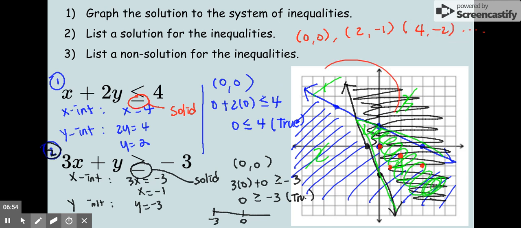And what about a non-solution? It could be any point outside of the green area. So I'm going to do this. It is (-4, 5), and it could be this point, like (6, 5). Any point which is not located in the green area will be the answer for this.